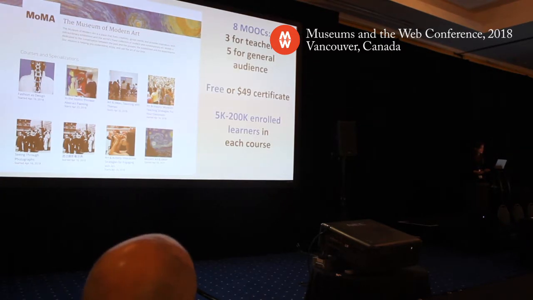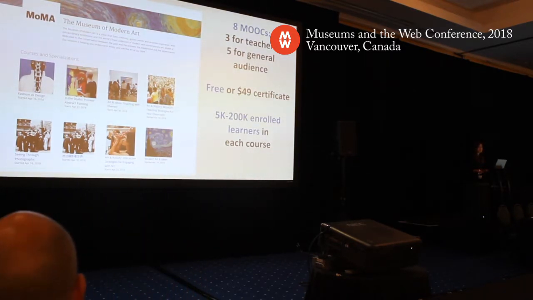For context, MoMA has been making MOOCs on Coursera since 2012, and we currently have 3 teacher MOOCs and 5 general audience MOOCs. MOOC stands for Massive Open Online Course, so there's anywhere between 5,000 and 200,000 learners in each of MoMA's 8 MOOCs. And learners can choose to take the entire course for free or can pay $49 for a course certificate of completion, which is issued by Coursera.